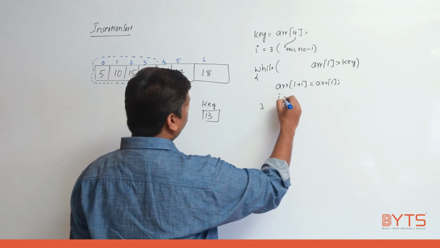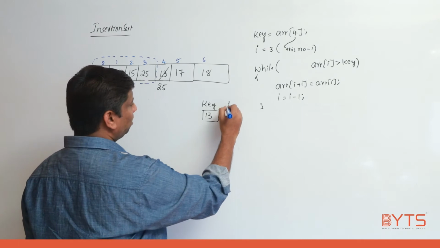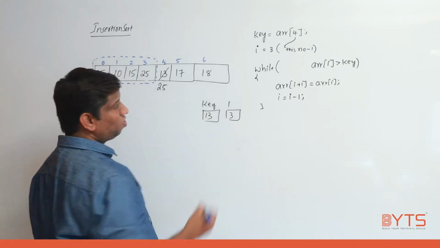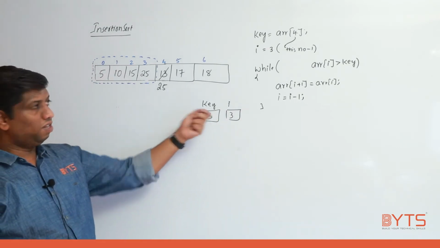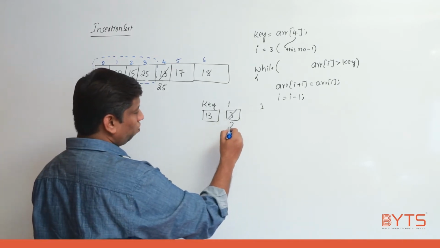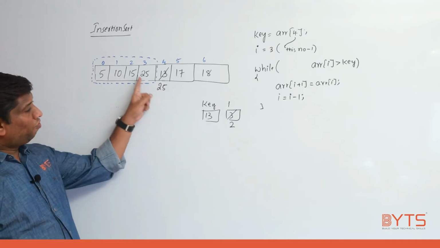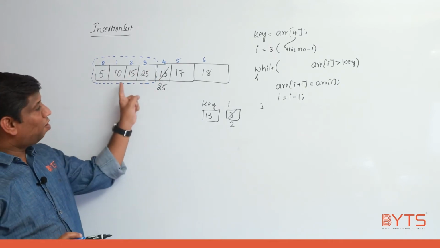I is equal to I minus 1. So initially, what is the value of I? 3. How you got 3, we are not discussing for now. Initially, I value is 3 only. Next, I is equal to I minus 1. I value will become what? 2. Now what did I do here? 25, I moved here. But every time I am comparing all.